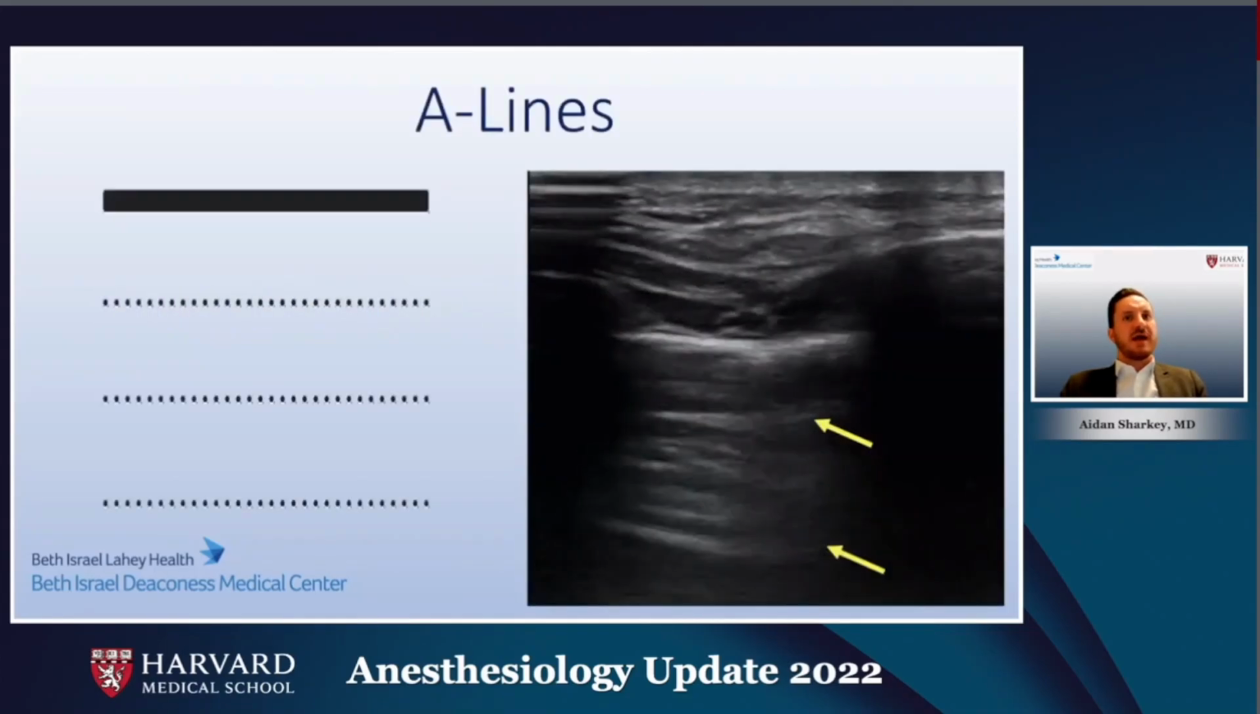When we talk about A lines, these are hyperechoic horizontal lines arising at regular intervals from the pleural line seen in normal aerated lung, such as the image portrayed. They are reverberation artifacts that can simply be considered as reflections of the pleural line.